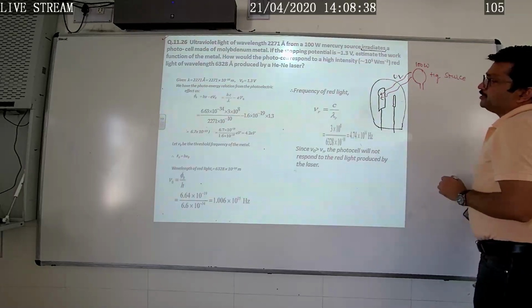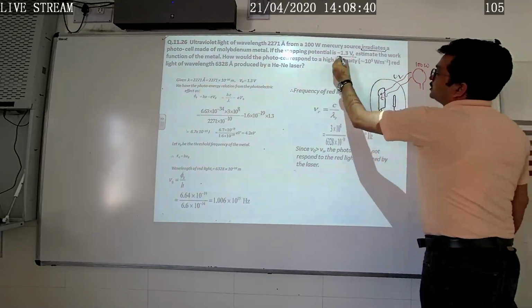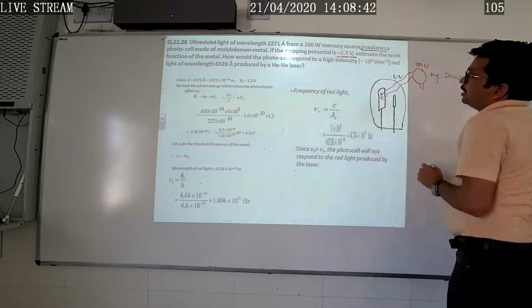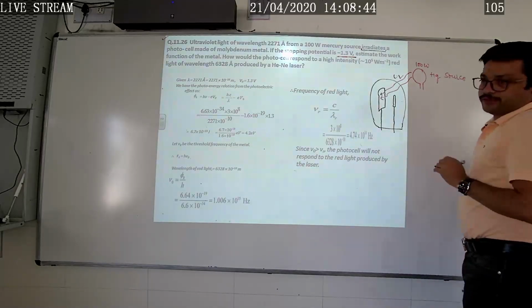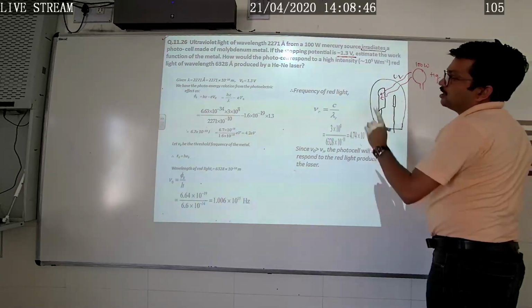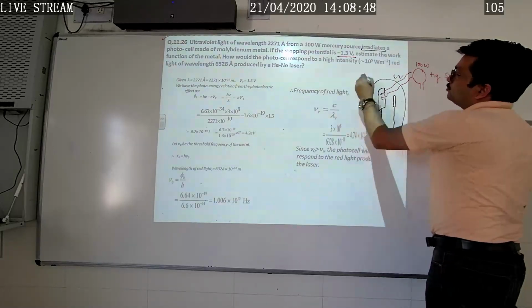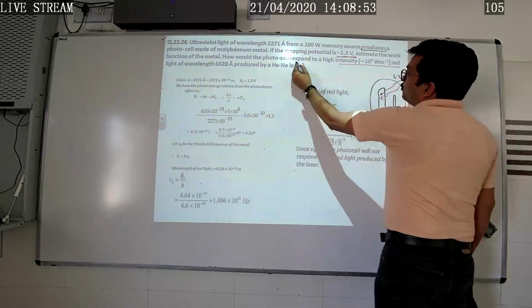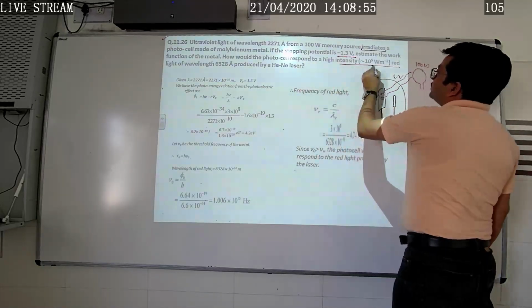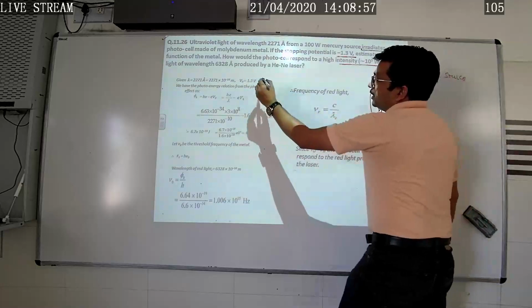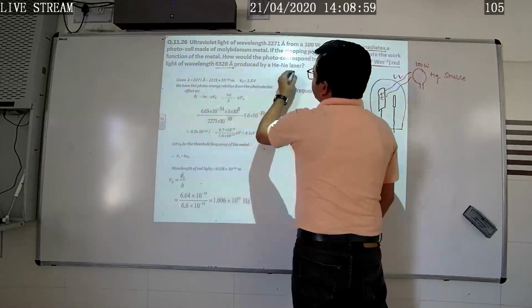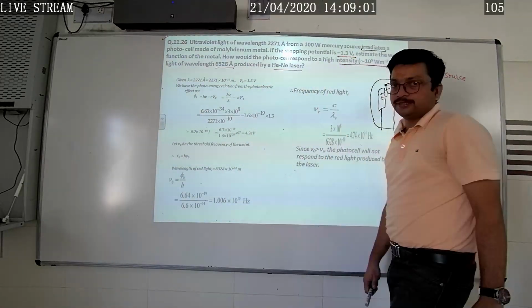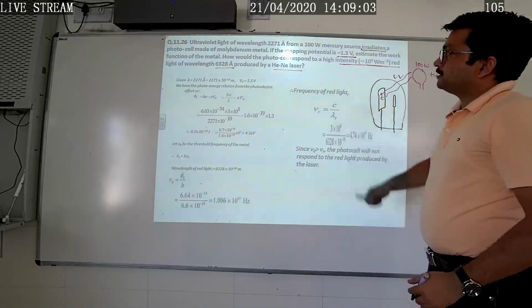Okay, if the stopping potential is found to be minus 1.3 volt, estimate the work function of the metal. We want to calculate the work function. In part B, it is asking how would the photocell respond to high intensity red light having the given wavelength, produced by the helium neon laser. In the second case, the part is this.